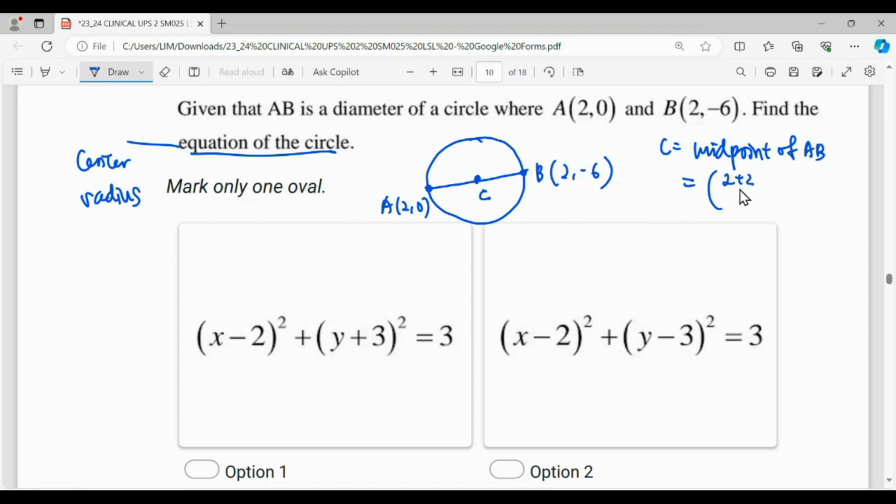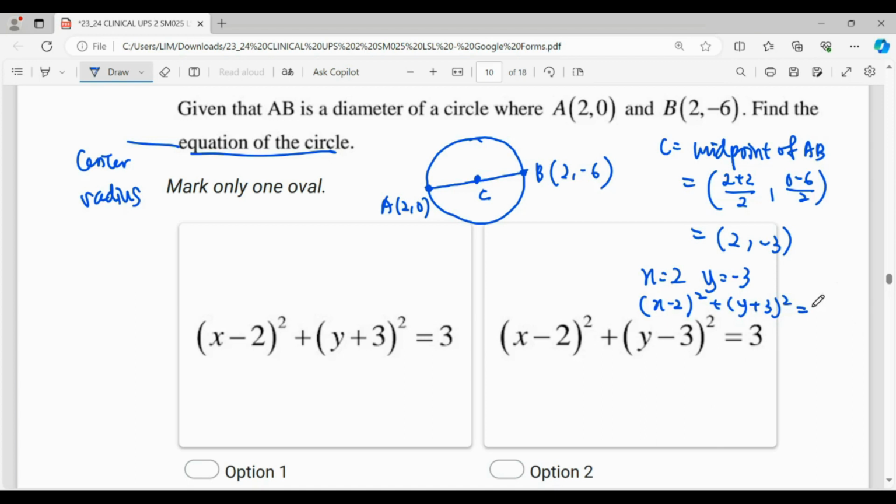So (2 plus 2) over 2, y plus y coordinate over 2. So that is (2, -3). So x equals 2, y equals -3. Later we put in bracket, it will be (x minus 2) squared, then (y plus 3) squared, and then equals to radius squared.